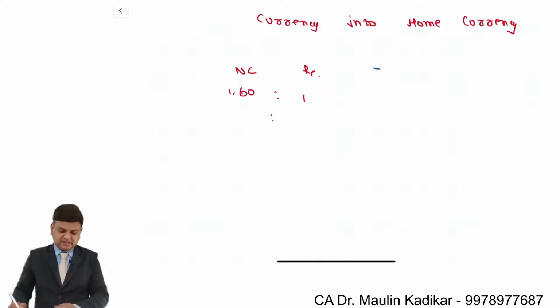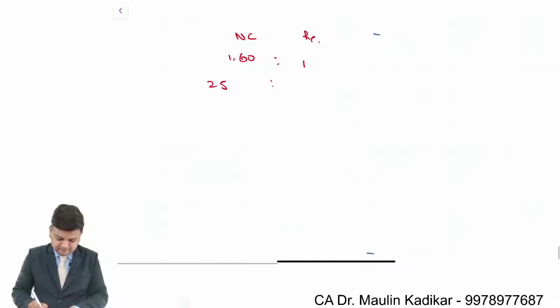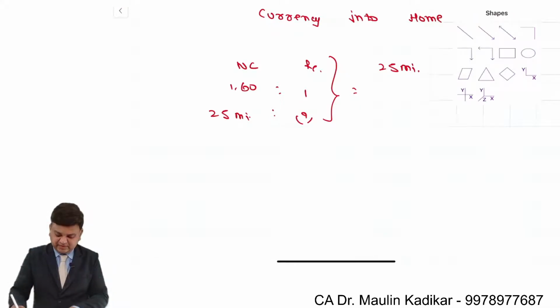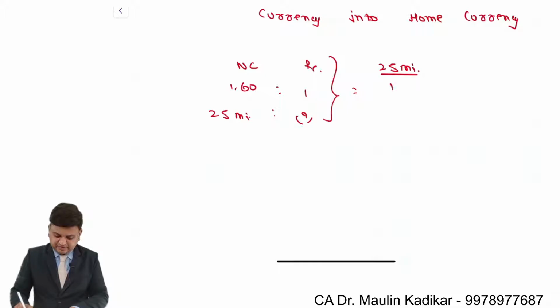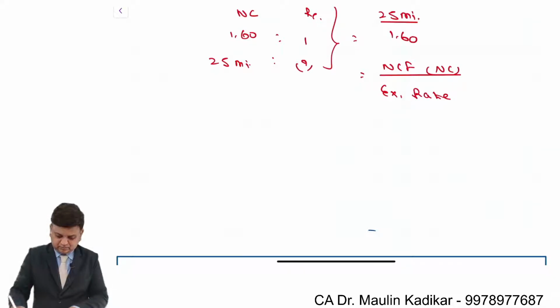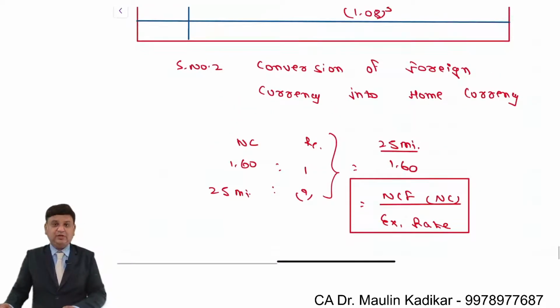Cash flow in the Nepalese currency term is 25 million. It is this amount of rupees. So 25 million into 1, divided by 1.6. It means the net cash flow in Nepalese currency term divided by the exchange rate. That is the way we are required to convert the foreign currency cash flow into domestic currency.